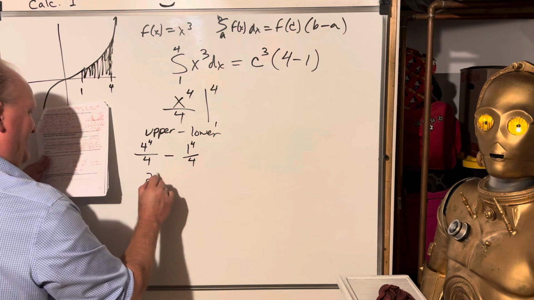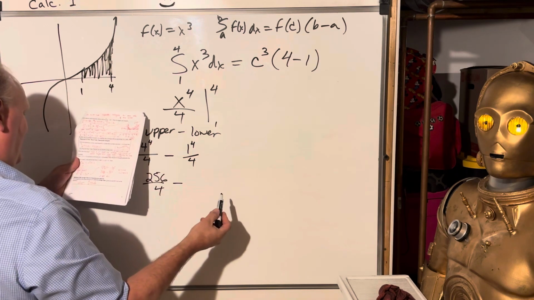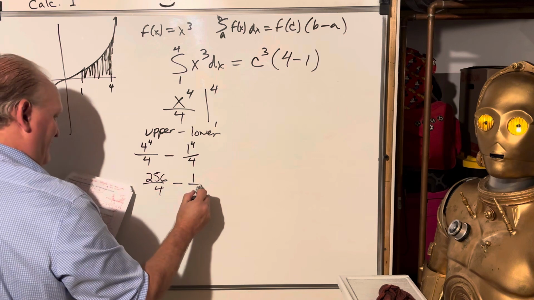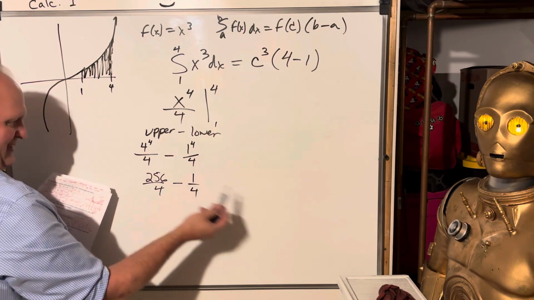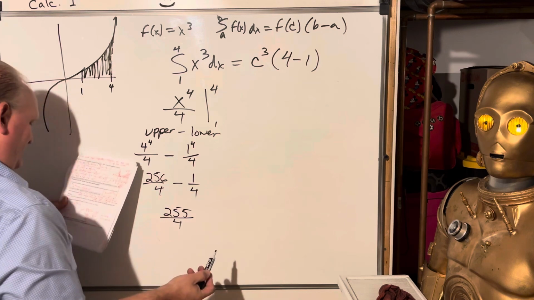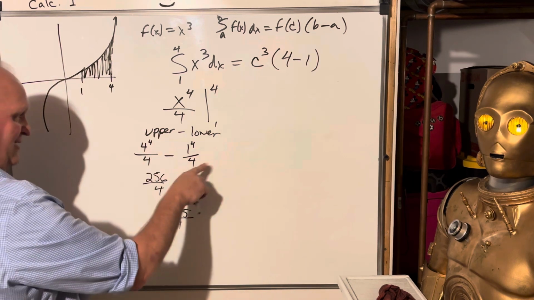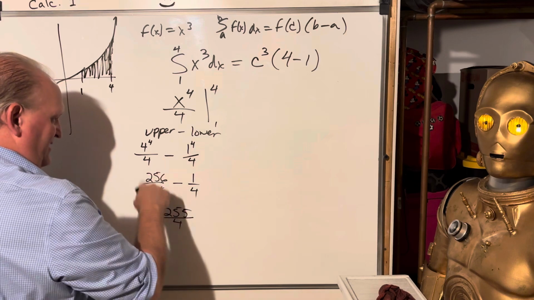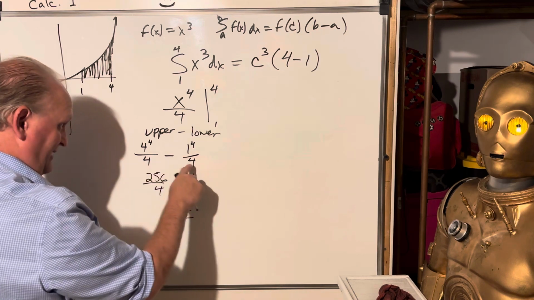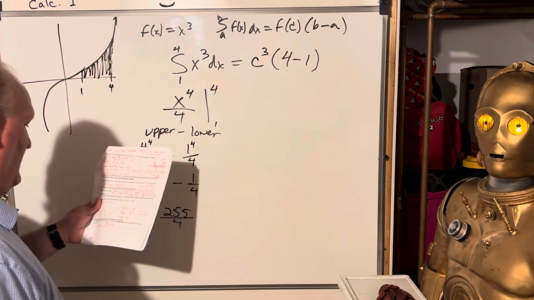256 over 4 minus 1 over 4, and so then that's just 255 over 4. I guess that's fine. I was going to simplify it, divide out the 4s and just get a single number. I mean, it would still be with 3/4. So that's fine. This is good. Let's leave it like that.